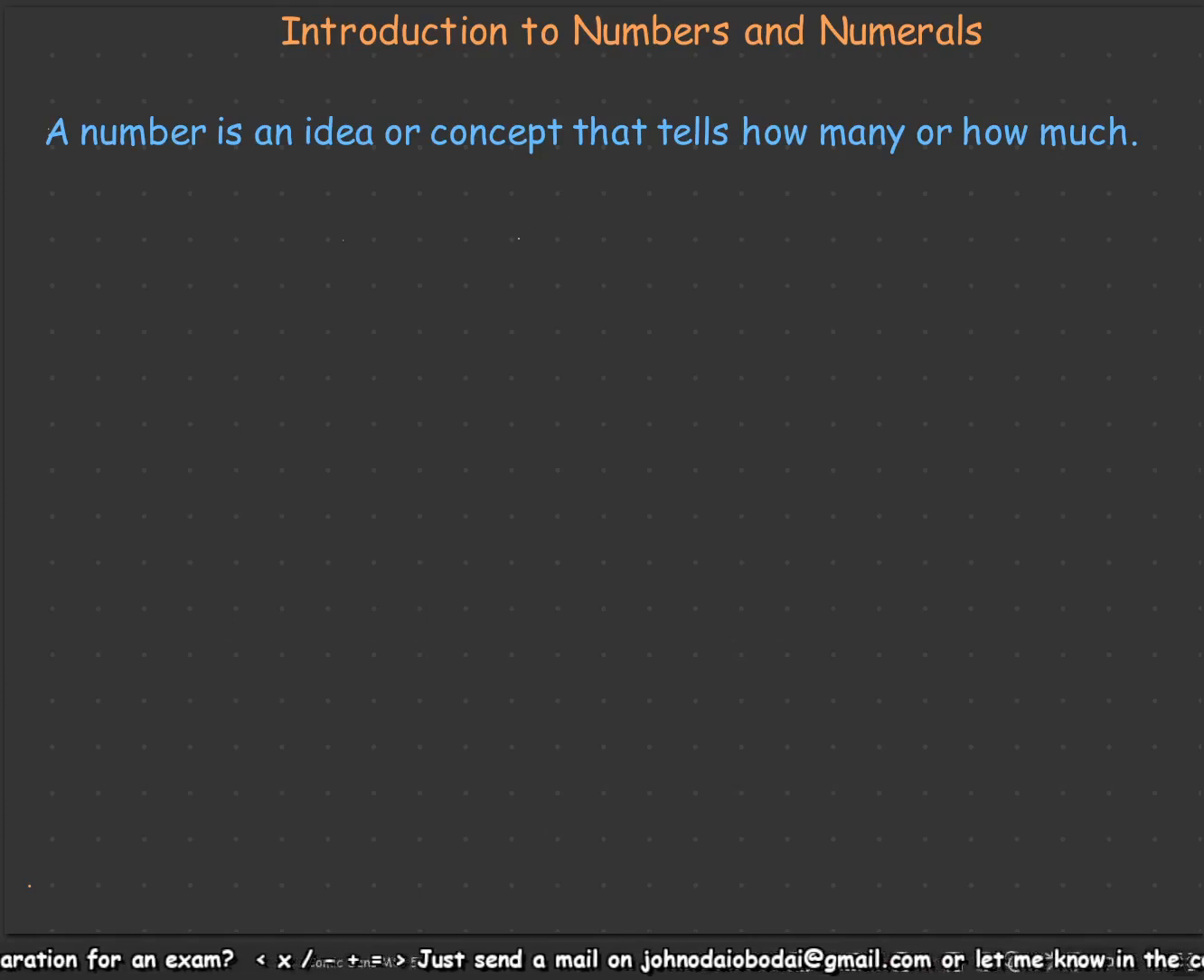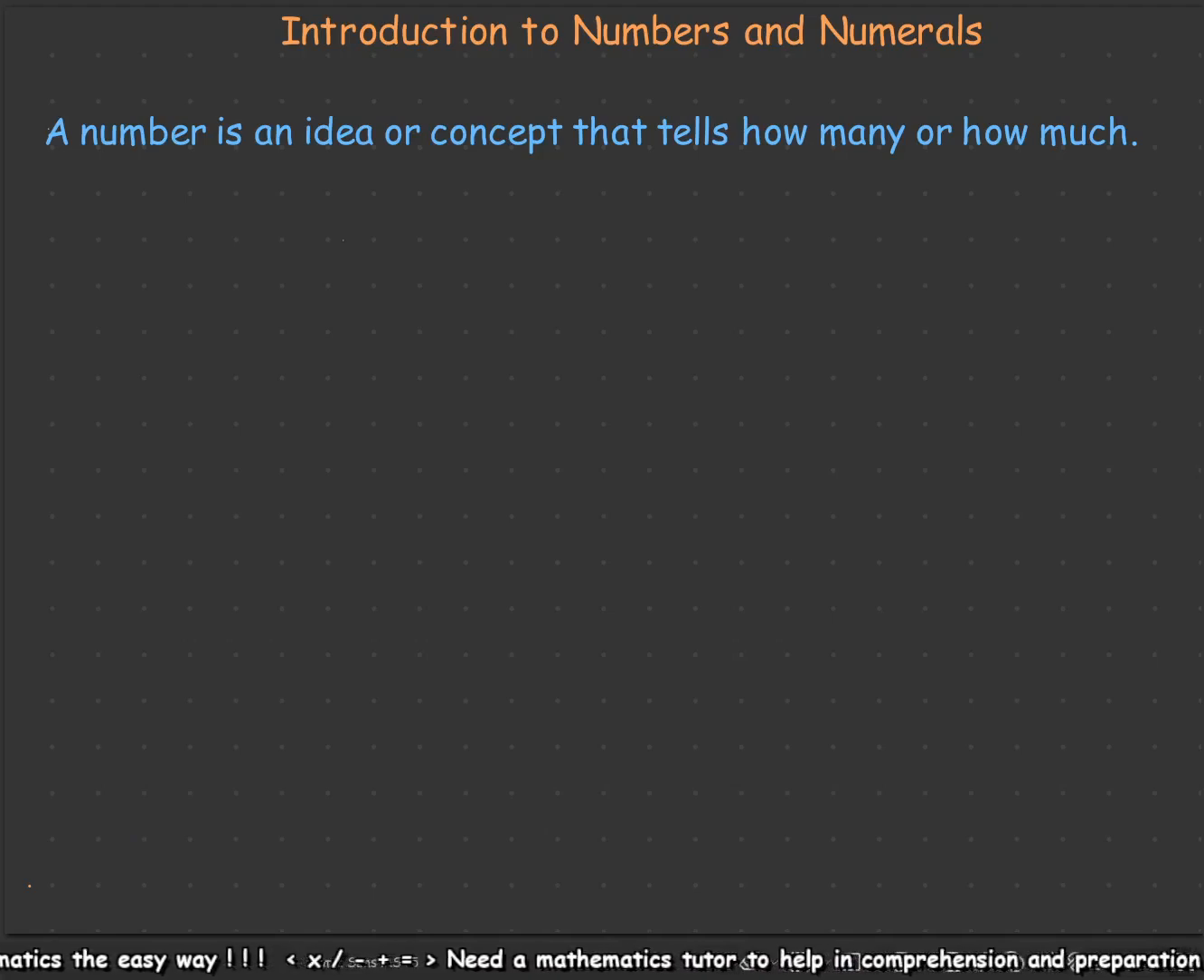So when we talk of a number, what is a number? A number is just an idea. It's an idea or concept that tells you how many or how much a quantity is. So when I say 3, for instance, what comes to your mind is that we are talking of 3 things. It is representing 3 balls, 3 oranges, what have you. You get it? So it's just an idea.